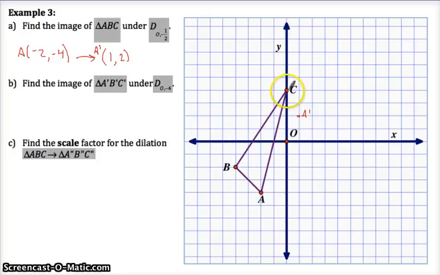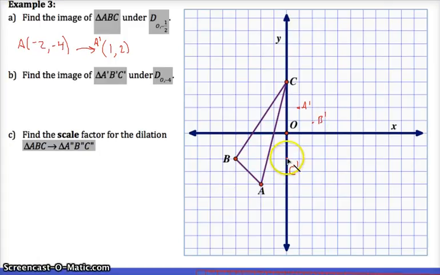C is at 0, 4, so it's going to go to 0, -2. And B is at -4, -2, so I'm going to go 2 this way and 1 this way. It's going to go that way. So what we end up with is actually going to be similar to the original, but watch what it looks like. That is actually similar to the original.